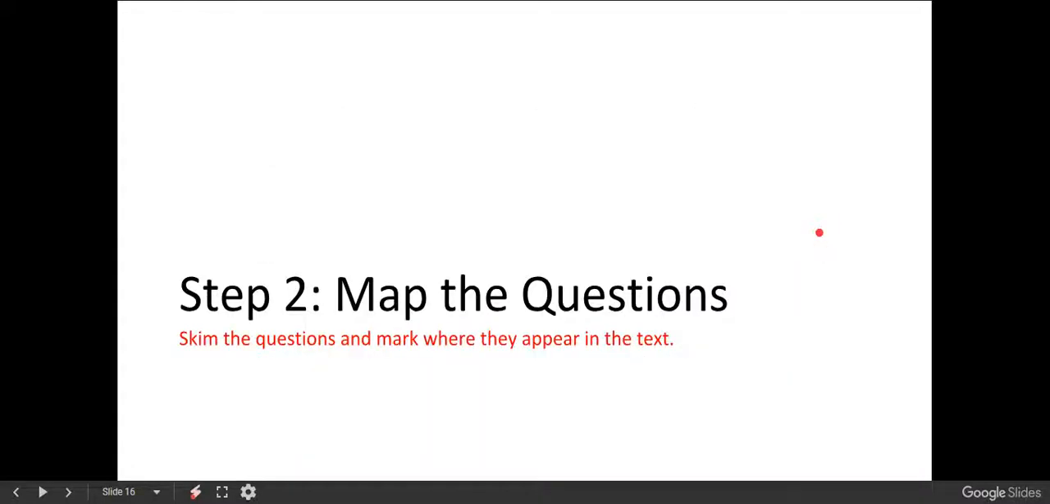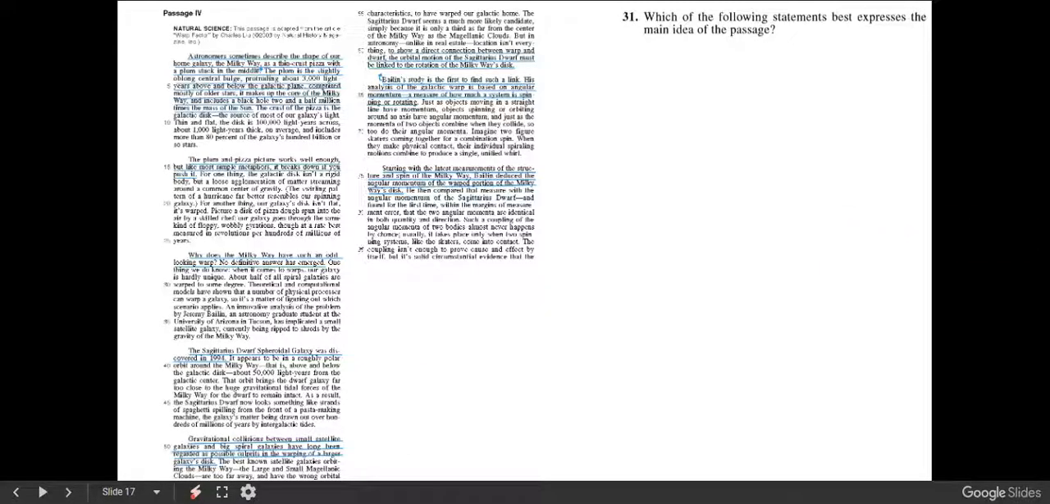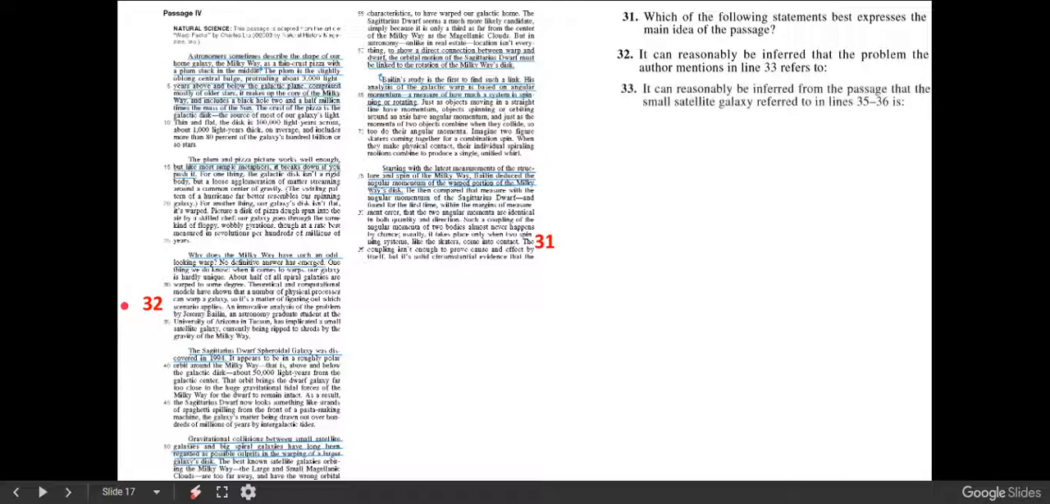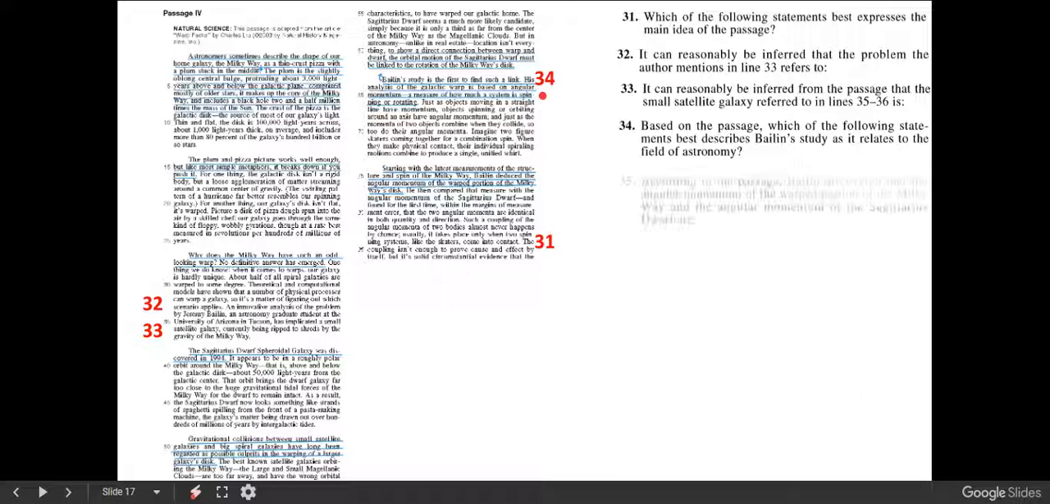So step 2 is to map the questions. You're going to skim the questions and mark where they appear in the text. So 31, which of the following statements best expresses the main idea? We're going to always answer main idea questions last. So I'm going to put 31 down here at the end. 32, it can be reasonably inferred that the problem the author mentions in line 33. So beside line 33, I'm going to put 32. The next one has lines 35 to 36, so I can put 33 there. Question 34, based on the passage, which of the following best describes Baelen's study? So I know we did Baelen's study up here, so I can put a 34 beside Baelen's study.